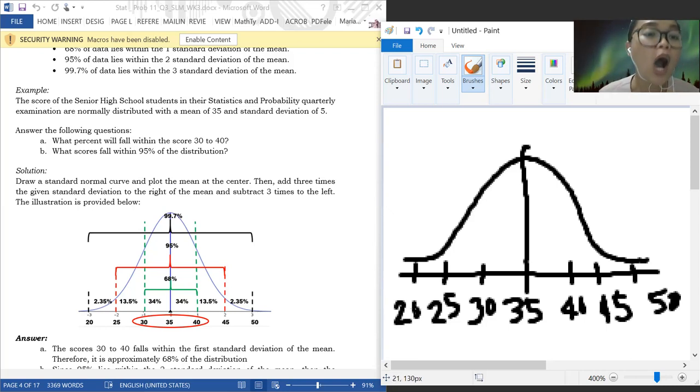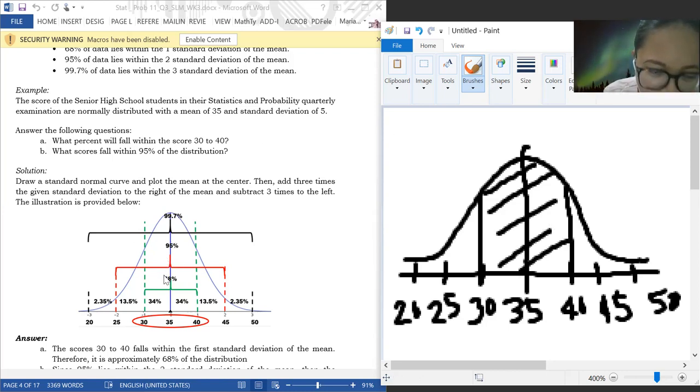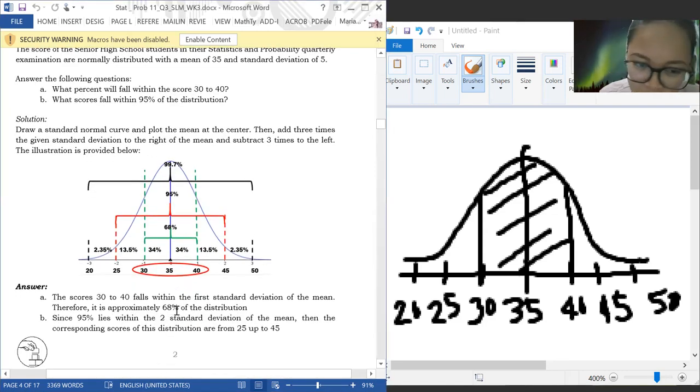Here is the question: what percent will fall within the scores 30 to 40? So, find 30 and 40. This is 30 and this is 40. So, this is the area. How much is the area here? Look at the illustration. 30 to 40 corresponds to the green area. So, the answer is 68%. Then, we go to the next one.